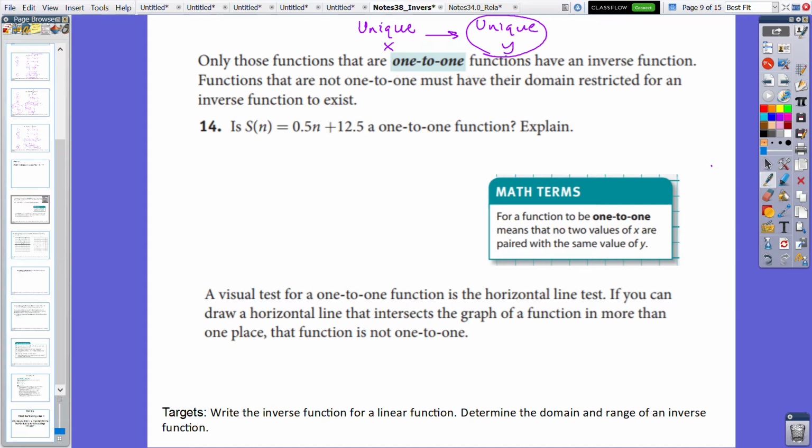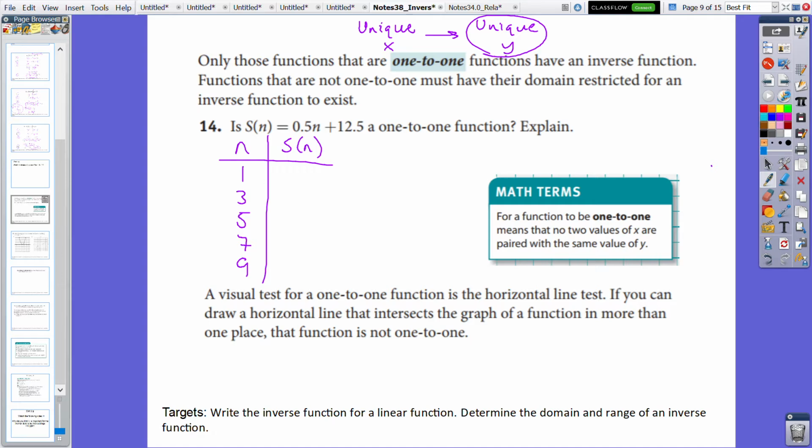Before, when we were determining if something was a function, it all depended on x. Now we're talking about every y value being unique. Number 14 says, is s of n equal to 1/2 n plus 12.5 a one-to-one function? Let's say I wanted to make a table, and I have n and s of n here, kind of like x and y, but because of the notation, we have to keep it this way. Let's test 1, 3, 5, 7, and 9.